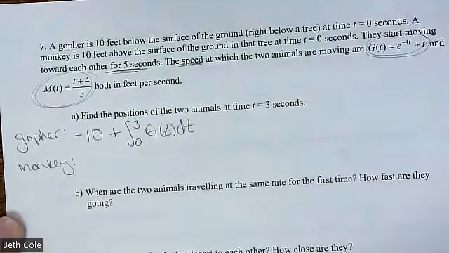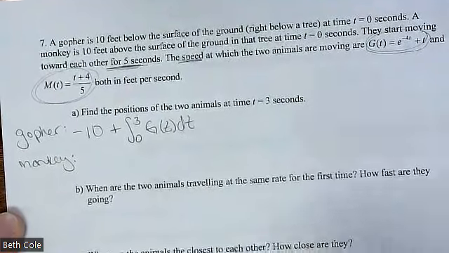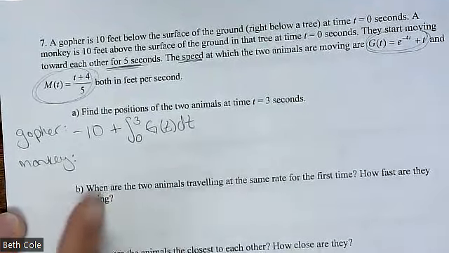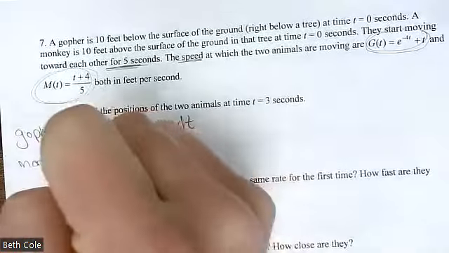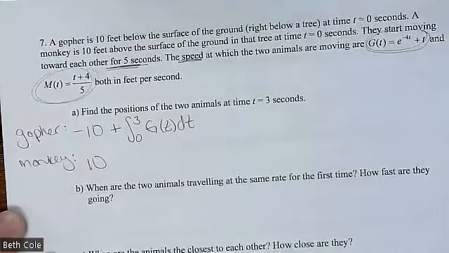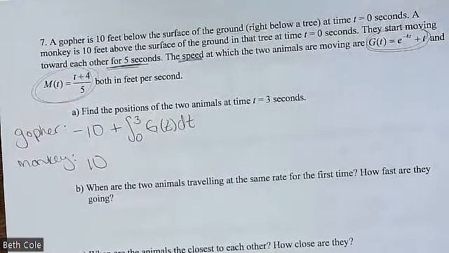Now hold on, don't reach for your calculator yet. Let's do the other one. How will the setup look for the monkey? What will it be for him? +10. Oh, but he's moving down. They're moving towards each other. So the gopher is like burrowing up out of the ground. The monkey is coming down out of the trees.